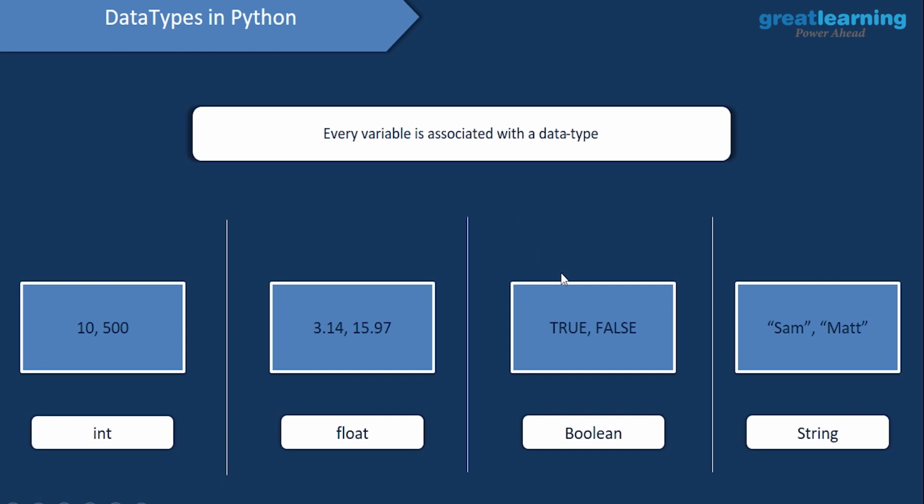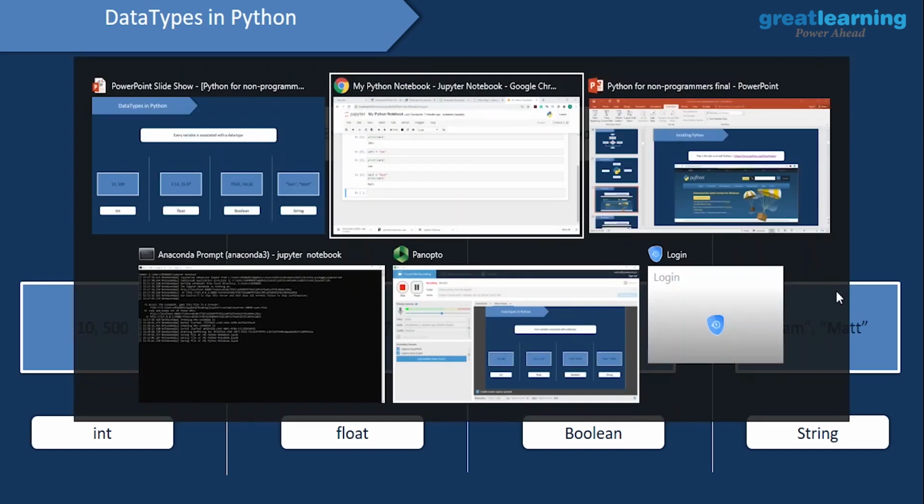Then we have something called Boolean values. So Boolean values are basically you have only 0 and 1, or you can also tag them as true and false. So you have only 2 values over here and those 2 values are true and false, or you can also tag them as 0 and 1. Then we have strings. So strings are something which you put in single quotes, double quotes or triple quotes. So these are the 4 main data types over here in Python. So let's go ahead and look at an example of each of these.